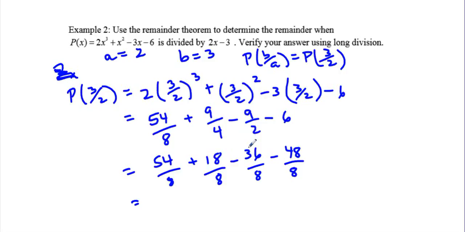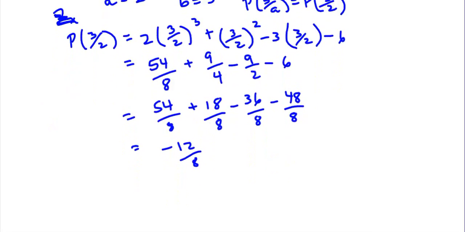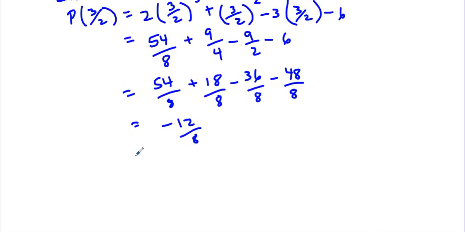72 minus 36 is 36, and 36 minus 48 is minus 12 over 8, which is minus, 4 goes into those, 3 over 2. So P of 3 over 2 is equal to minus 3 over 2. So now we're going to check using long division.